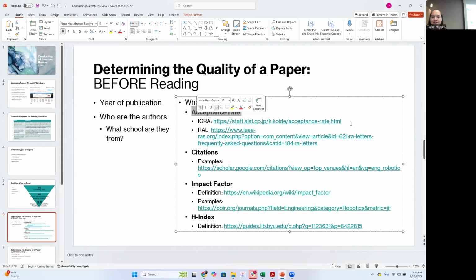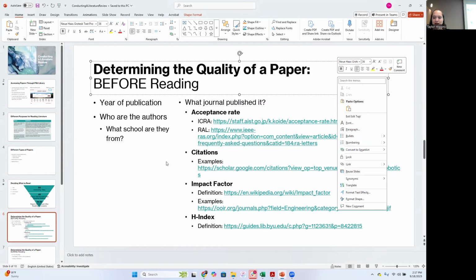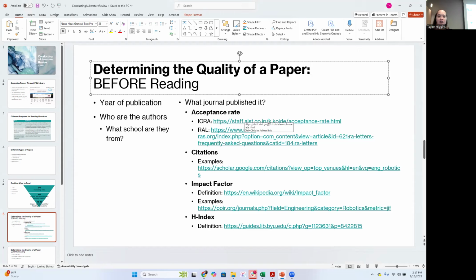I do have some links here. I think I'm going to skip them for right now. These are links to where you can find the acceptance rates for ICRA and a journal like RAL. And you'll see that the ICRA and the RAL acceptance rates are very similar, even though ICRA is a conference and RAL is a journal, just to back up what I said on previous slides.